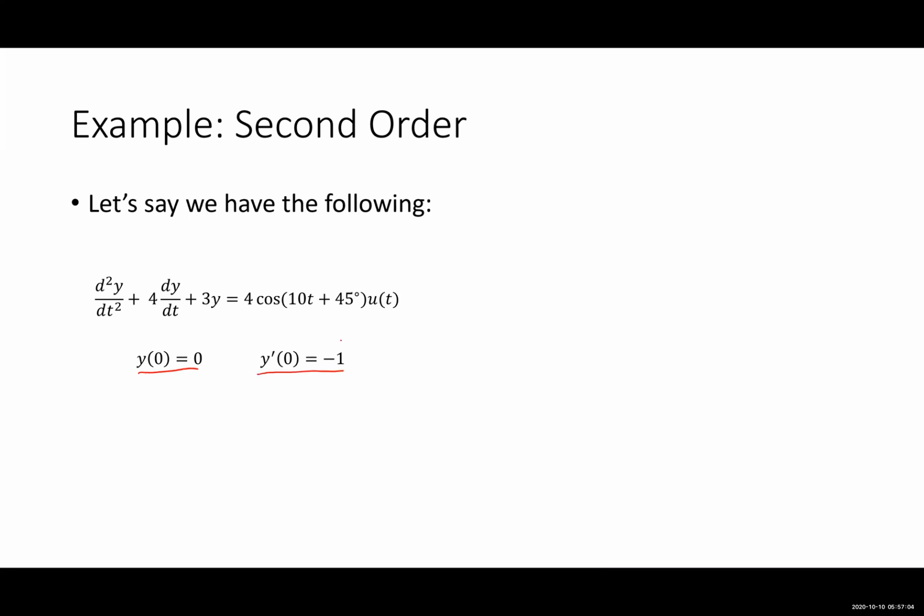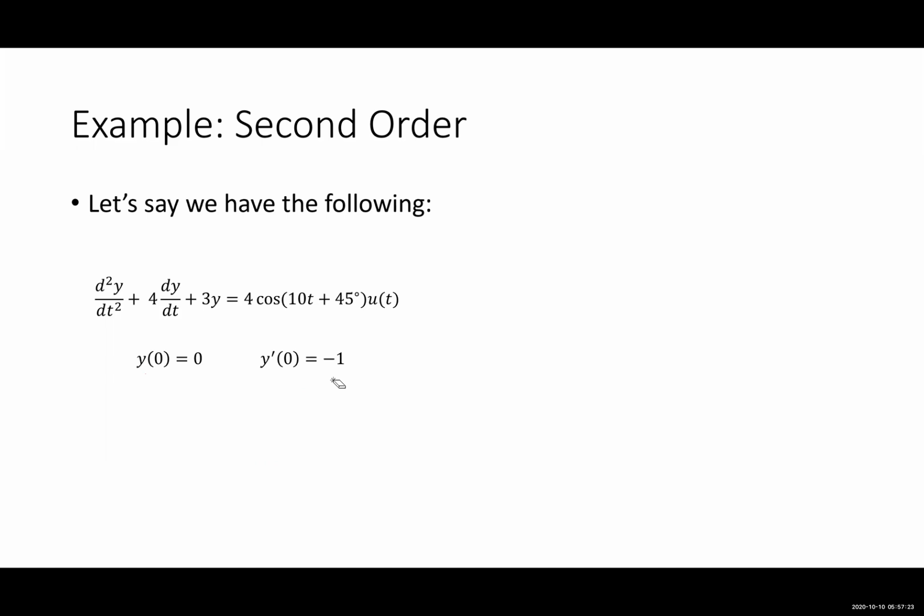All right, we have to be given 2 initial conditions because we ultimately have 2 unknown coefficients that are going to come out of this. So we're given an initial condition on y of 0 and we're given an initial condition on the first derivative of y, okay?